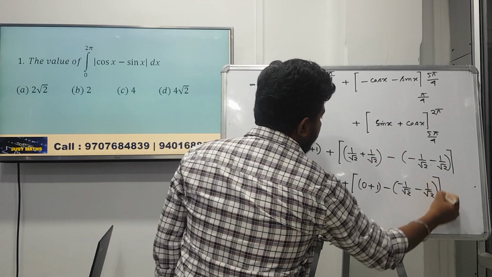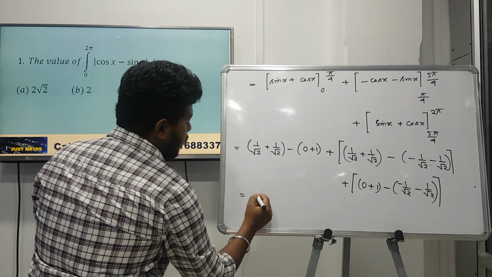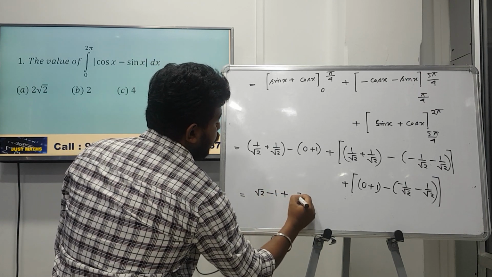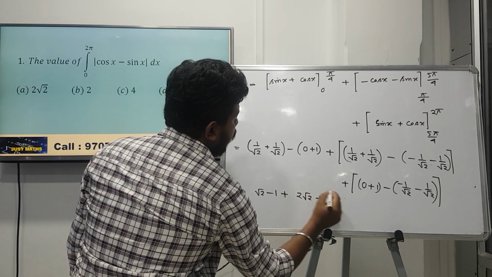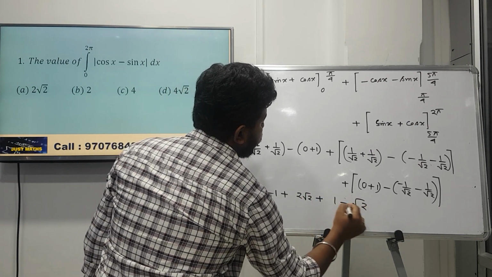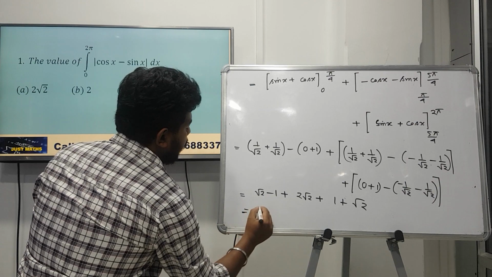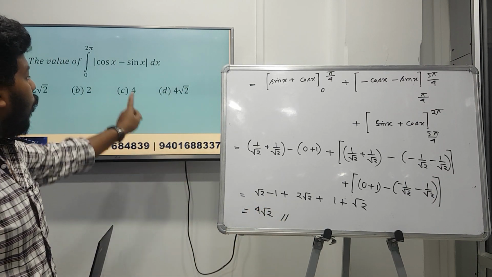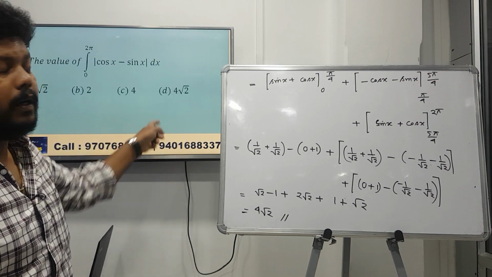If I calculate this, you will get the answer as 4 times √2 minus 2, that is, the answer is 4(√2 − 1)... Therefore, your answer is option D. Answer is option D.